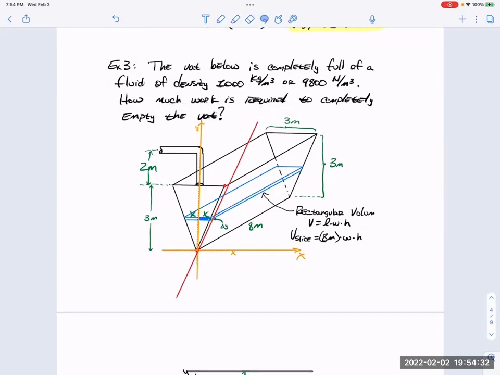Oh, come on. There we go. So what I've drawn is a curve right here, this line here. This line goes right on the edge of this tank.